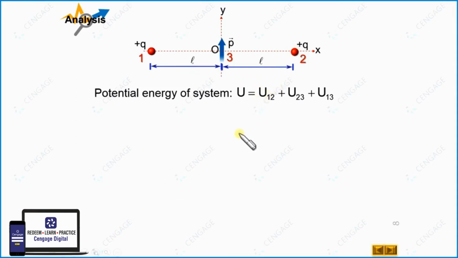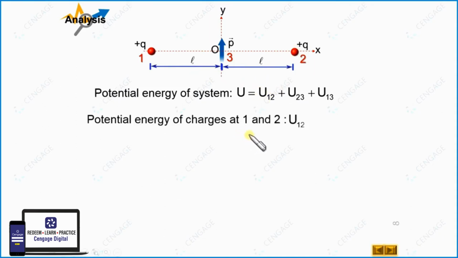So let us write the potential energy of charges number 1 and 2. This is equal to 1 upon 4 pi epsilon naught, Q multiplied by Q, that is Q square, divided by the separation, that is 2L. So this is the potential energy associated with charges number 1 and 2.